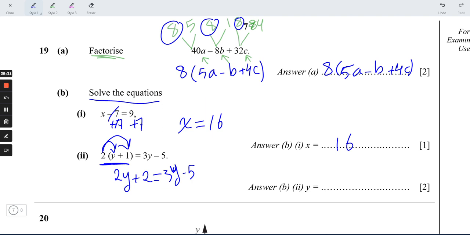Change sign from being positive to negative, from negative to positive. So here we'll have 2 equal 3y minus 2y, because we moved the 2y, smaller than 3y, minus 5. Here we'll get 2 equal 3y minus 2y is y, minus 5. Now move the minus 5 to the left hand side, you will get plus 5. So plus 5 plus 2 equals 7. This gives us y equals 7.